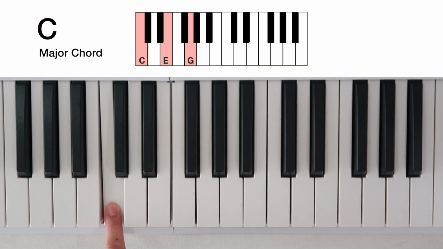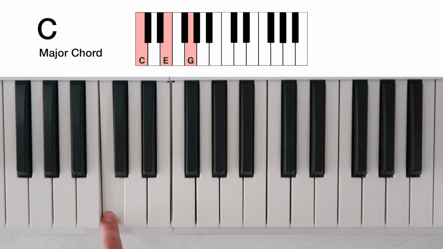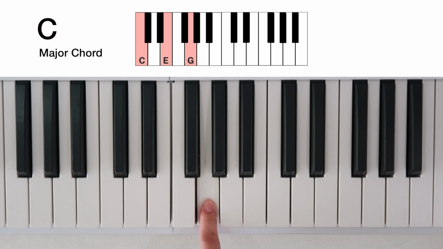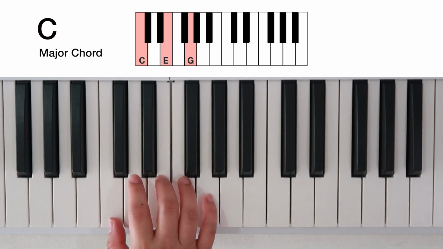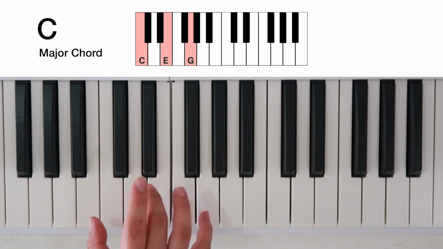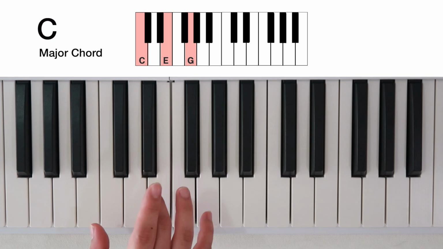Let's start with C as the root note. Count out 4 semitones. We'll go 1, 2, 3, 4. We have an E. C as the root note. Count out 7 semitones. We'll go 1, 2, 3, 4, 5, 6, 7. That's a G. C major, we go C, E, G. Let's play. Your turn. My turn.